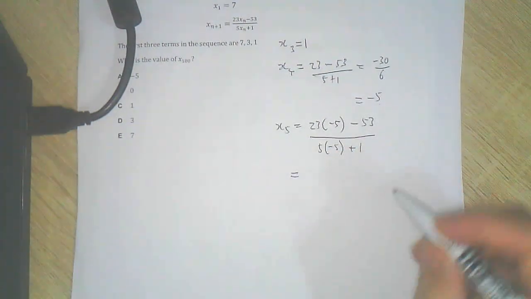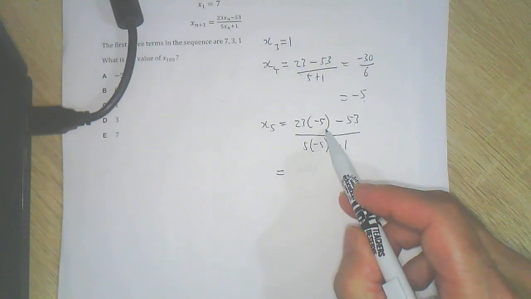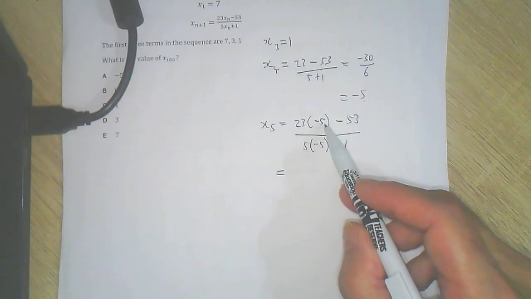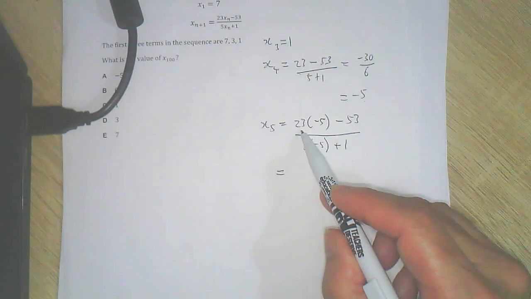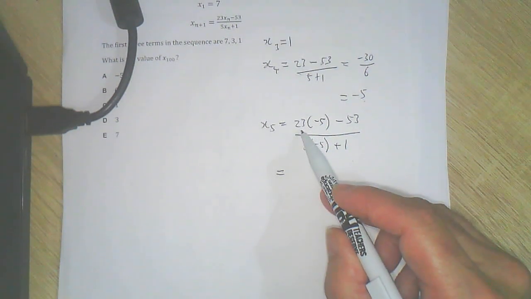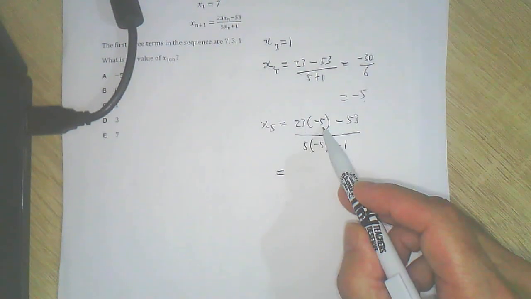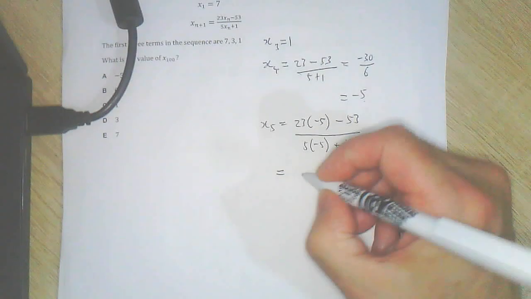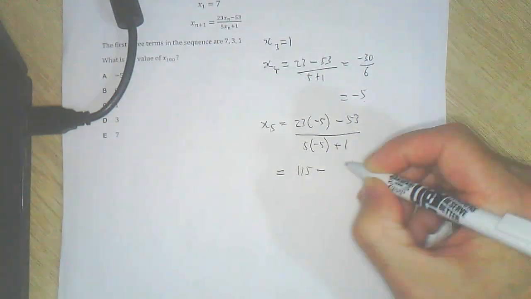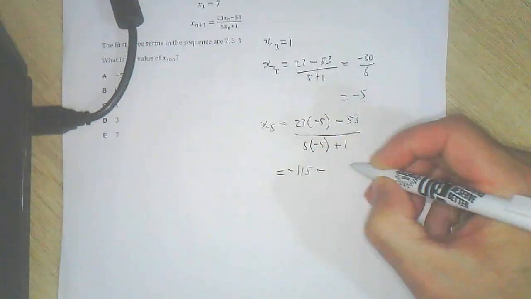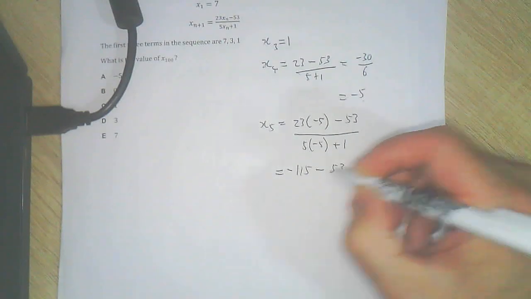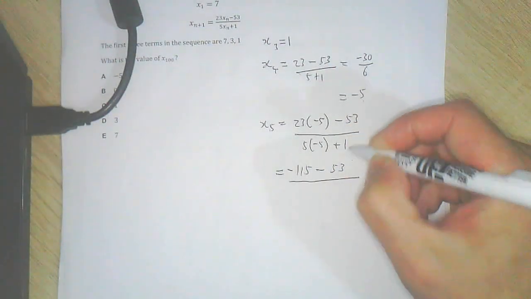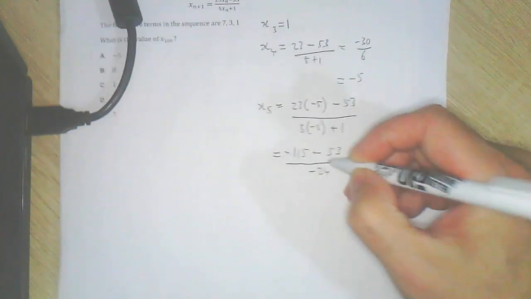But 5 is actually quite a nice number for multiplying. If you multiply by 0.5, it's the same as dividing by 2. So half of 23 is 11.5, but it's 5 and not 0.5, so it's 115. So 115 minus 115 minus 53. And then minus 25 plus 1 is minus 24.